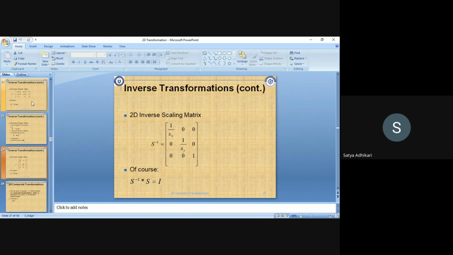That is, suppose the size of an object changes after scaling, and after that we do not want to change its size, or we want to retain the original size, but we have already applied the scaling factor. Now we want to retain the original size, so we have to use the inverse scaling matrix to get the object in its original size.